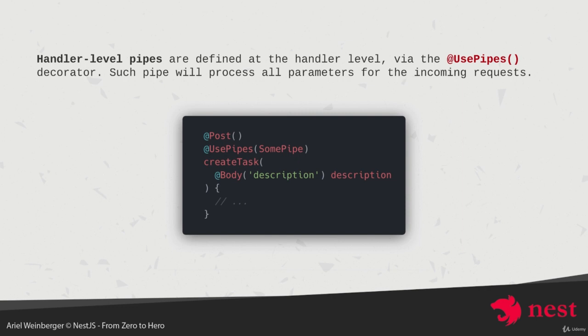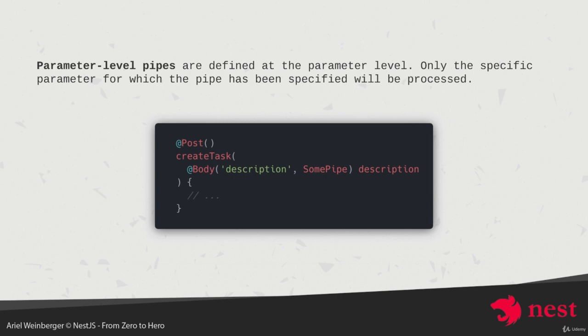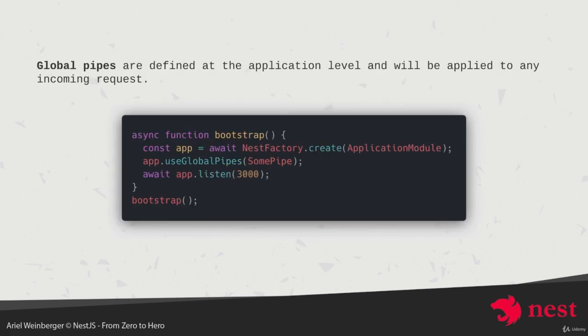These are handler level pipes, and they are defined at the handler level via the UsePipes decorator. Such a pipe will process all parameters for the incoming requests. Parameter level pipes are defined at the parameter level. Only the specific parameter for which the pipe has been specified will be processed. Global pipes are defined at the application level and will be applied to incoming requests regardless of where they sit.